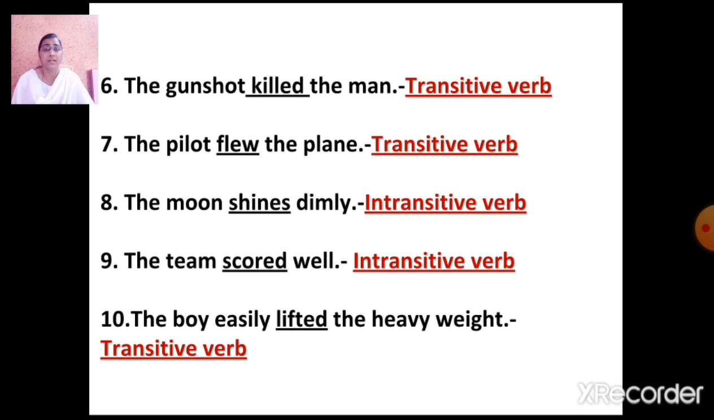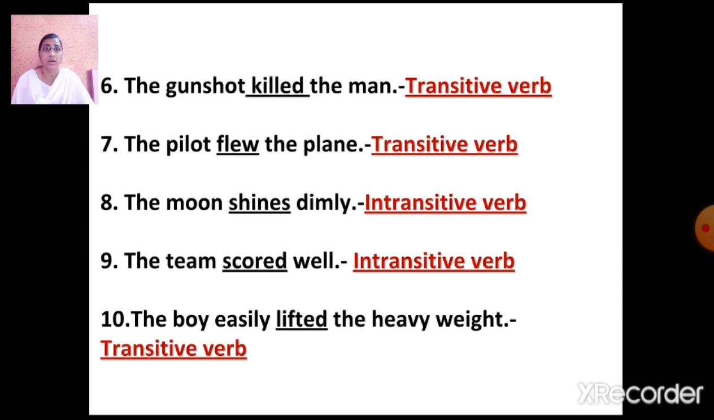Then, the next is, the moon shines dimly. Now, here the verb is shines. Now, ask the question, shines what? Are you getting the answer? No. And the word followed by the verb is dimly, which is an adverb. Right? So, it is an intransitive verb.